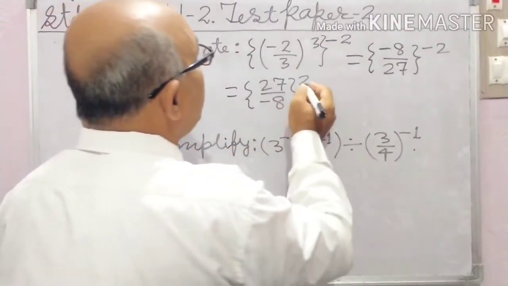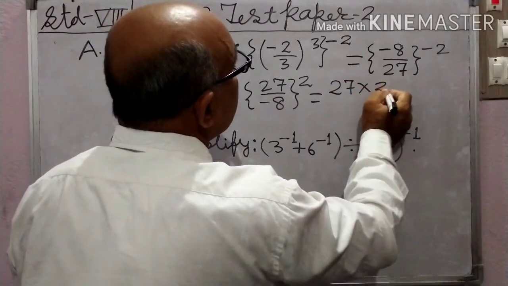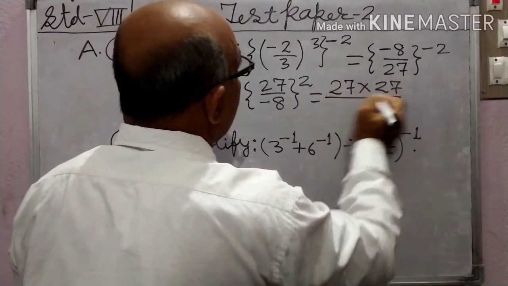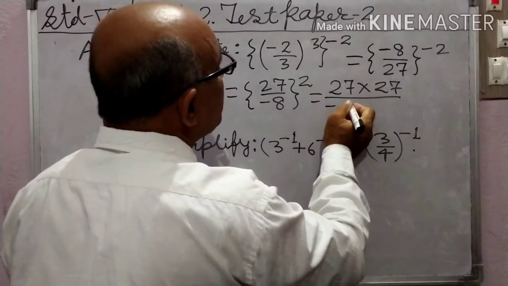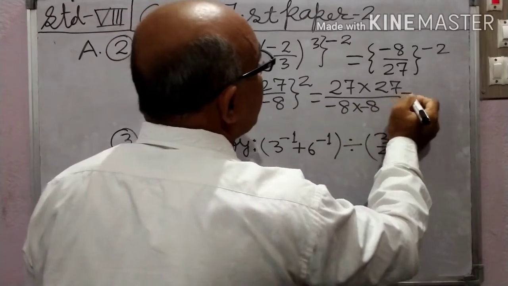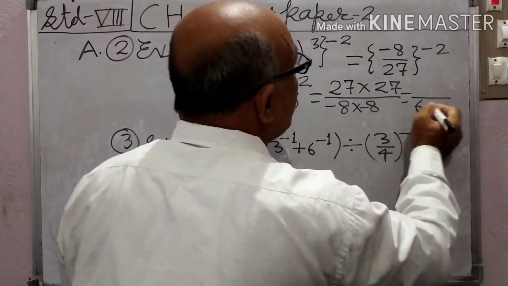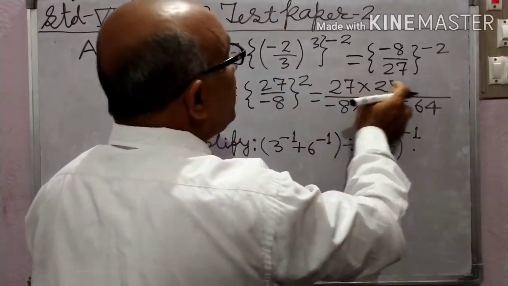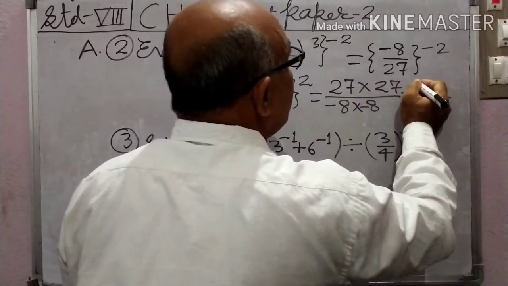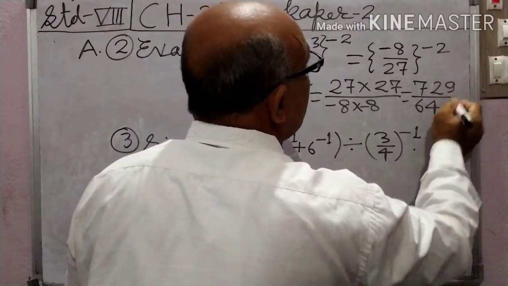27 to the power 2 means 27 into 27. (-8)^2 means -8 into -8. Minus into minus is plus. 8 eights are 64, and 27 into 27 is 729. So the answer is 729/64.